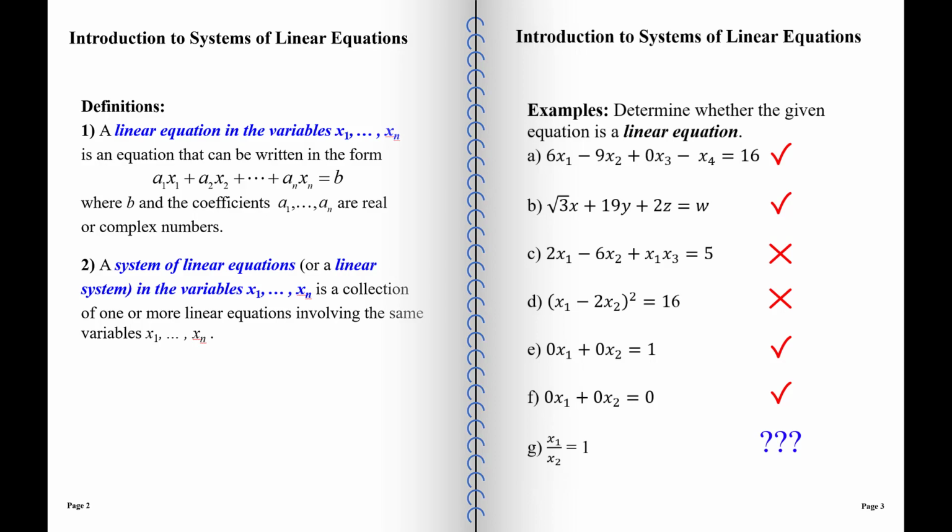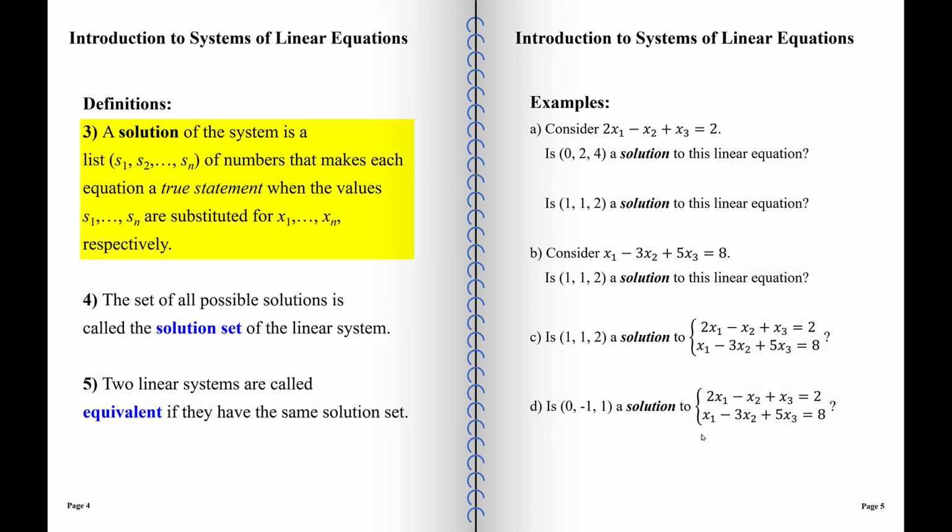If you thought this answer would be yes, it does, then you would be thinking it would be linear. However, this is not linear. You cannot divide by x2 here, so this is not a linear equation. And if you think about it, your x2 could not be 0. There's no restriction on the domains of these variables in a linear equation.